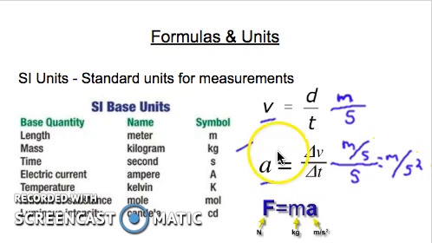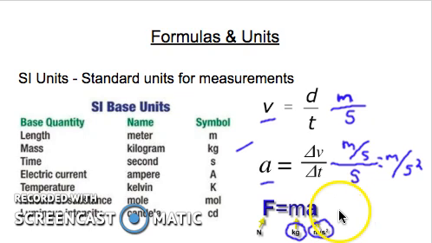So anytime you get these figures, you are looking to use the standard unit for it. Now, I kind of cheated on this next formula. F equals ma, that's force equals mass times acceleration. I don't know if you can see down here at the bottom, but I put what the units are there. And mass is going to be in kilograms. That's what mass is in.